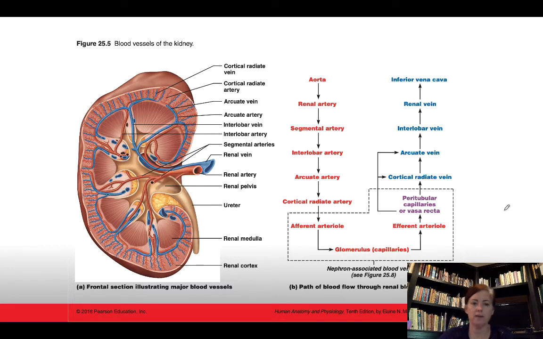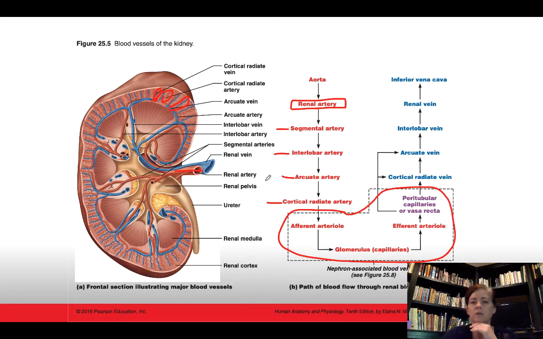Now, one of the things that we do find is that once the renal artery enters the kidney, it's going to divide into smaller and smaller arteries, and they get really, really small. So here's all your divisions: segmental, interlobar, arcuate, and cortical radiate arteries, which are these tiny little arteries that we see in the cortex of the kidney. And what's important here is all of this boxed through here, because this is really where a lot of activity happens. And we're going to talk about that.